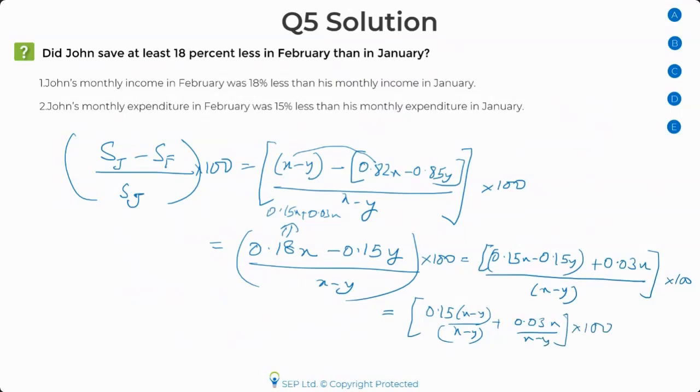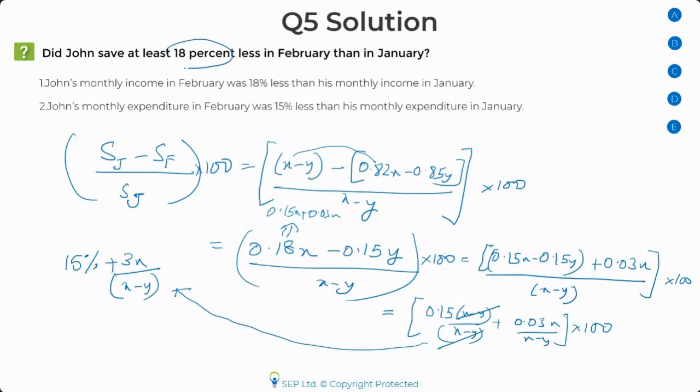And if I solve it, and I'm taking it here, guys, really sorry for the lack of space. Notice that this will get canceled out. You multiply it by 100, you get 15%. You multiply 0.03 by 100, you get 3X by (X minus Y). Now, you're looking for at least 18% less or not.